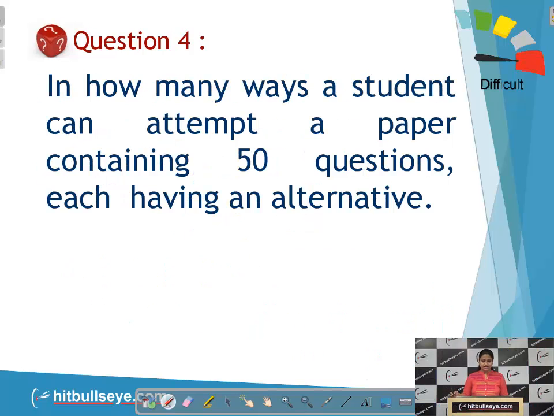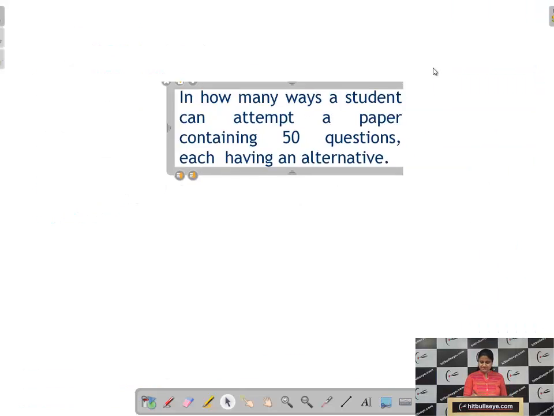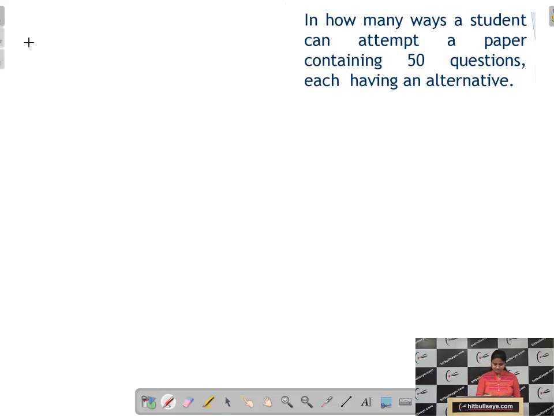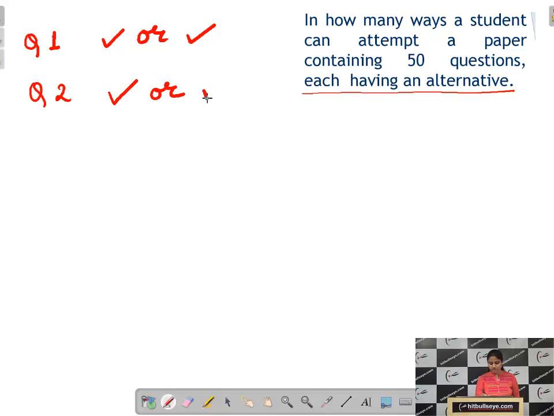Question number 4. In how many ways can a student attempt a paper containing 50 questions, each having an alternate? What is the meaning of this question? First of all, it says there are 50 questions. Say question number 1: there are 2 questions, either this or this. Because it says each having an alternate, it means there is internal choice. Question number 2, either this or this. So in total there are 50 questions.